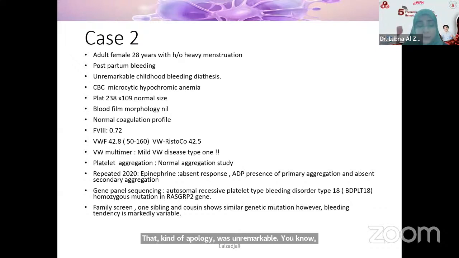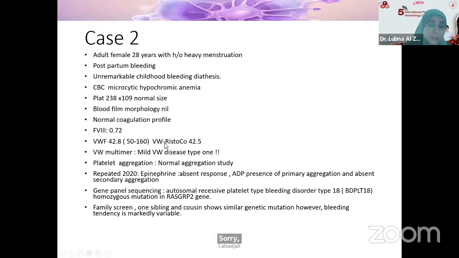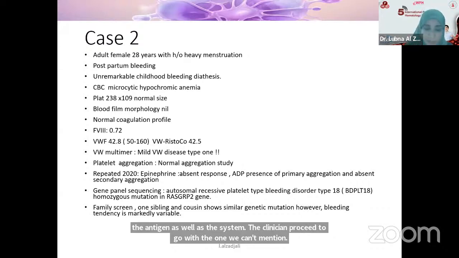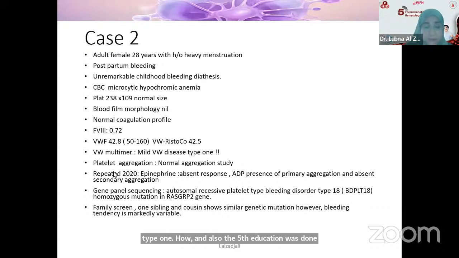On investigation, factor VIII was normal. The von Willebrand antigen was detected on the lower side, as well as the ristocetin cofactor. The clinician proceeded with the von Willebrand multimers, and the result came with a mild von Willebrand disease type 1. However, the platelet aggregation was done earlier and was reported as normal aggregation studies.